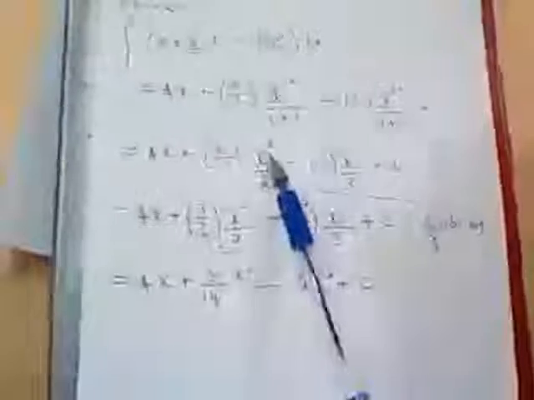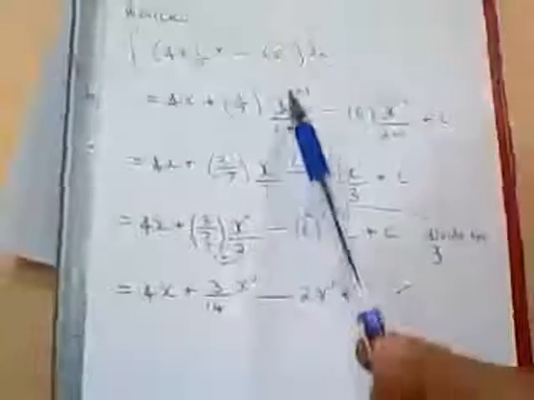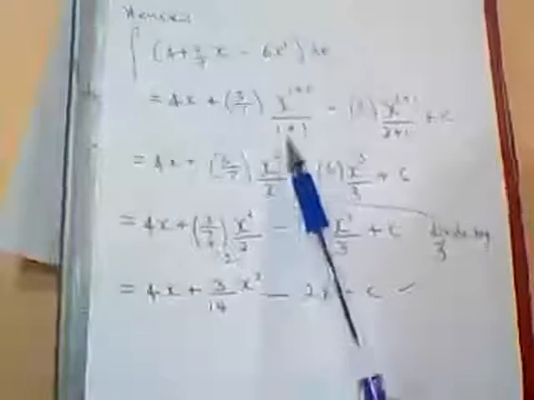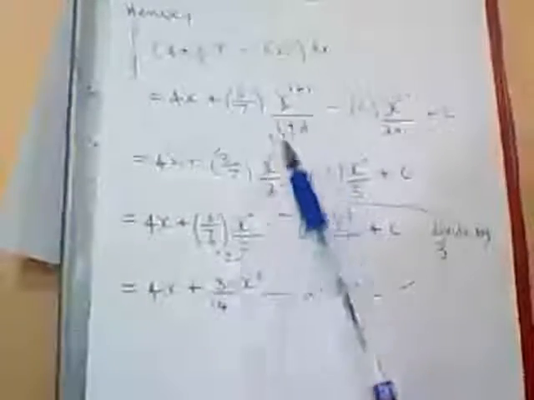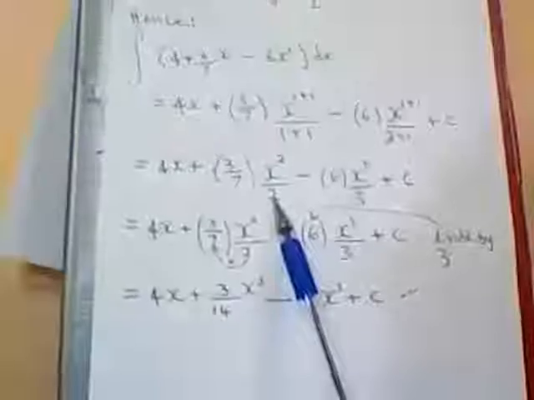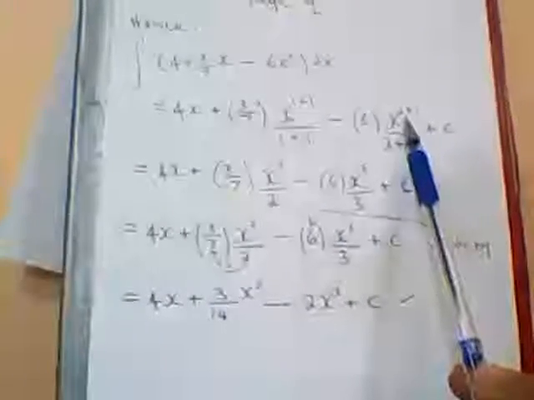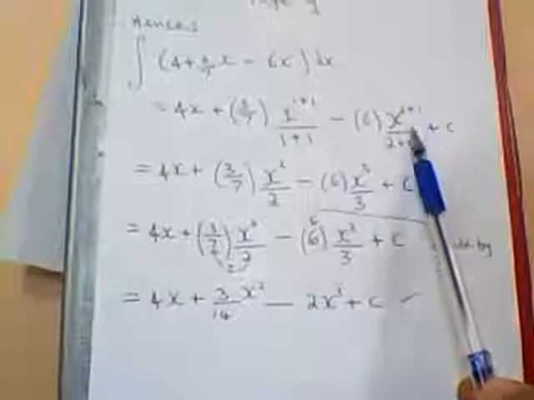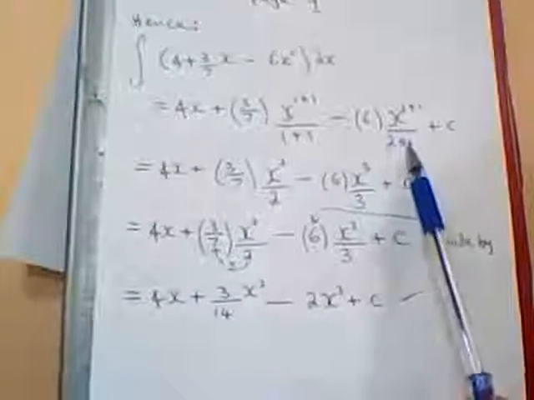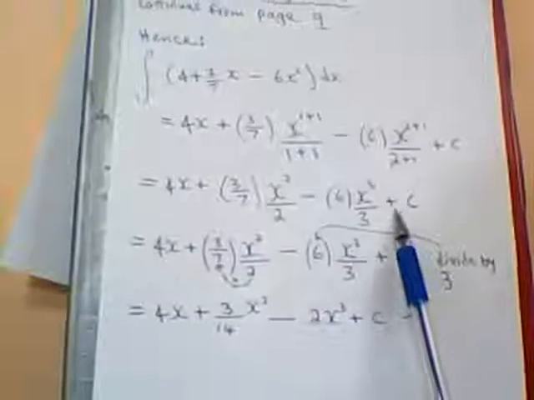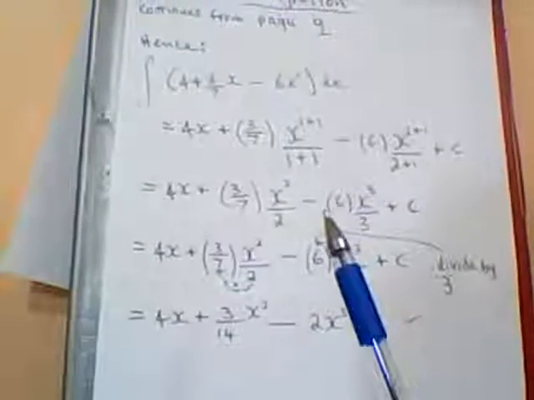Now, how do I get x squared? This arrives from here, 1 plus 1 is 2. That's the value here, over 2. 1 plus 1 gives me 2 here. X to the cube here has arrived from this 2 plus 1 over 2 plus 1, which gives me x to the cube over 3. That's how this has arrived.